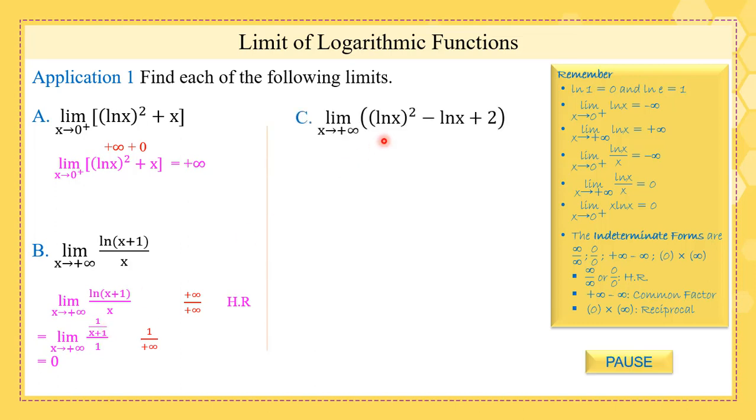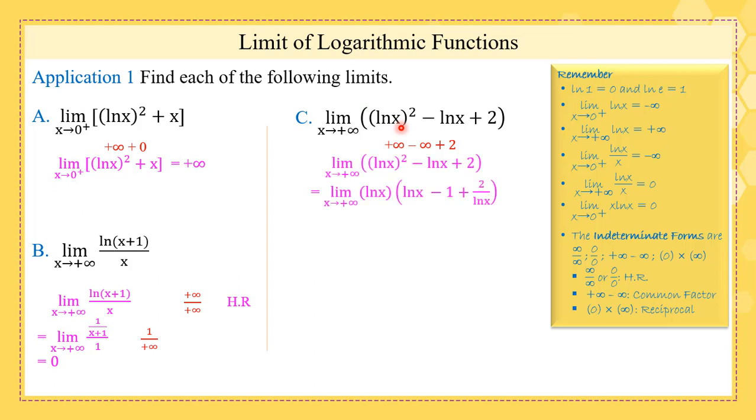Well, this limit, try to do it alone. Take your time. If we substitute, we get plus infinity minus infinity plus 2, so it leads to plus infinity minus infinity, and in this case we take a common factor. Here we take ln x in common, and we get ln x minus 1 plus 2 over ln x. But remember, when x tends to plus infinity, ln plus infinity is plus infinity, and number over infinity is 0. So this quantity tends to 0, and we get plus infinity times plus infinity, which is plus infinity.